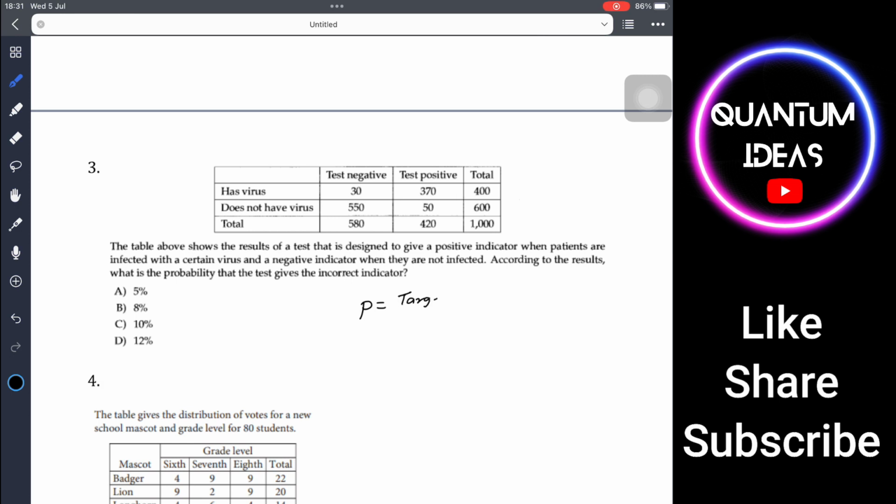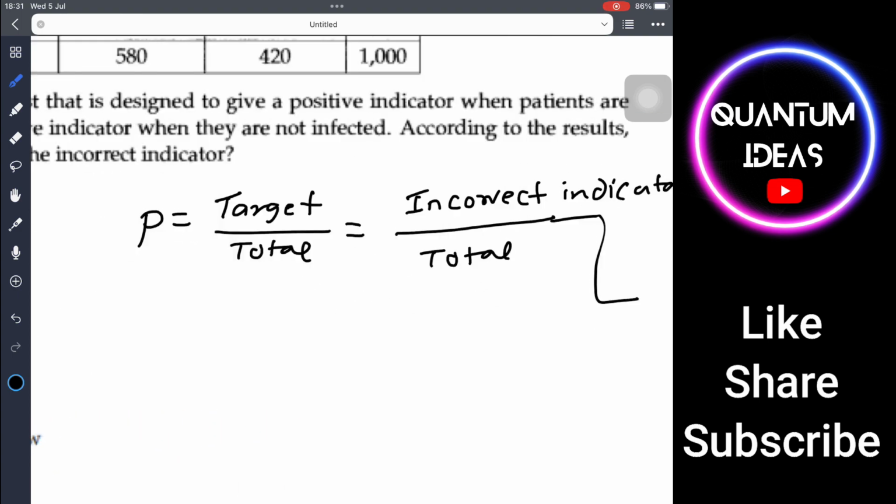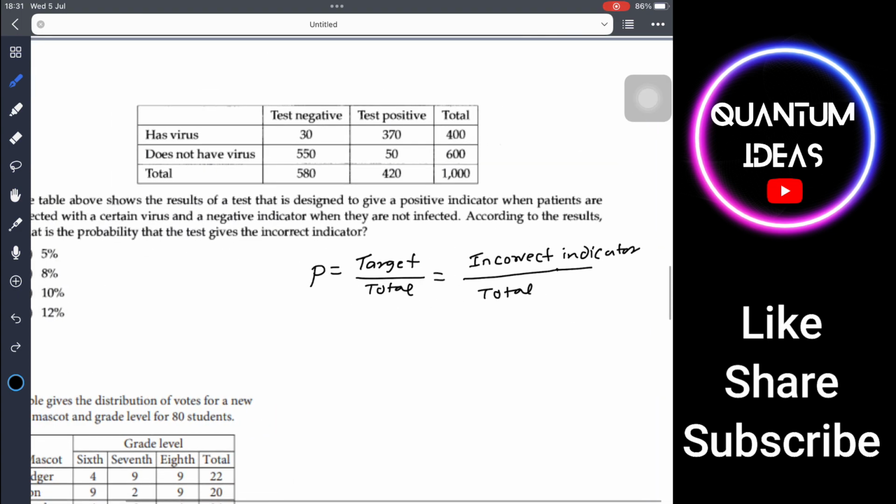Probability means always target by total. So what we have to do? We have to divide by total. And what is our target? Target is the incorrect indicator. So we have to find and add the incorrect indicators and divide by the total tests.